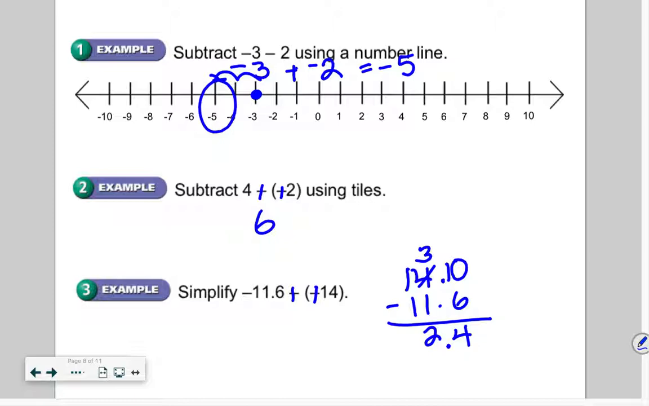Kiara told us our answer was going to be positive or negative? Positive. So our answer is done. We are positive 2 4/10. Questions there?